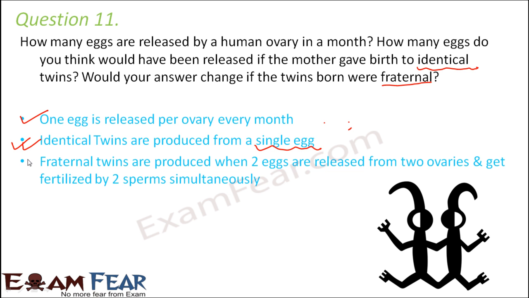So they are like two different eggs fertilized by two different sperms. So that is why they are not identical. They have got different traits, different characteristics. So they are just like two siblings. It is just that they are taking birth at the same time. So that is the only difference. So this is how identical twins are different from fraternal twins.